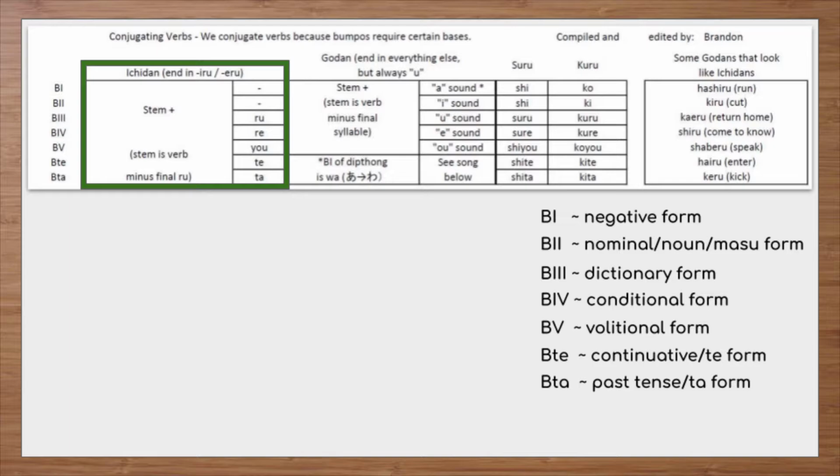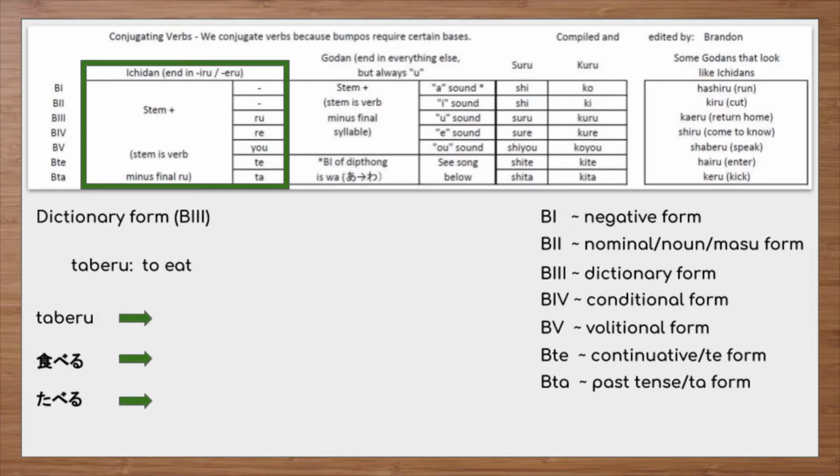Let's try an ichidan first. So you look up "to eat" in the dictionary and you see that the word is taberu. So you take taberu, then chop off the ru, and you have the stem, tabe. Let's run it through the bases. Base 1 for ichidans is just the stem, so base 1 is tabe. Base 2 is also just the stem, tabe.